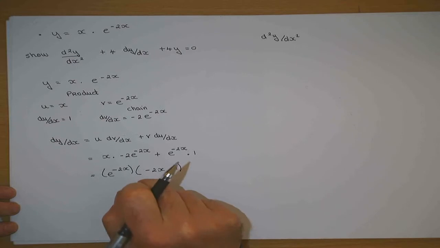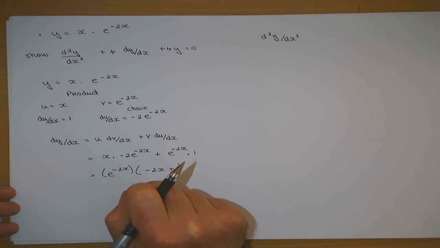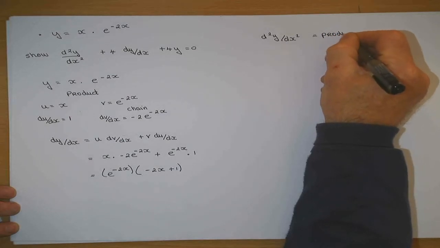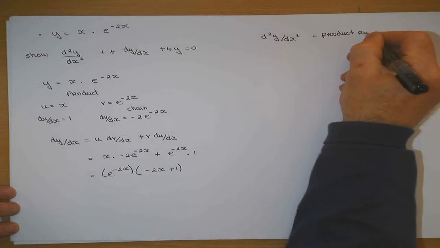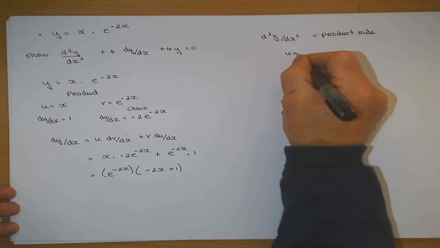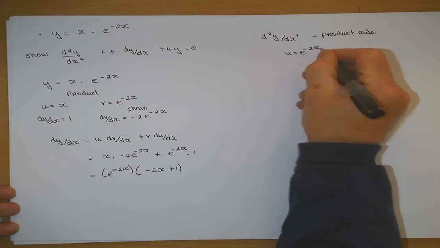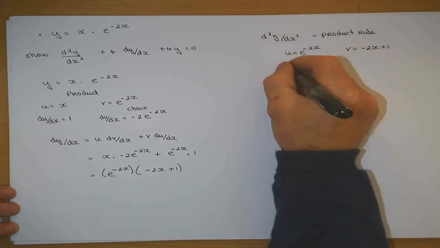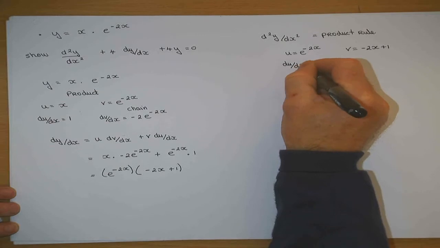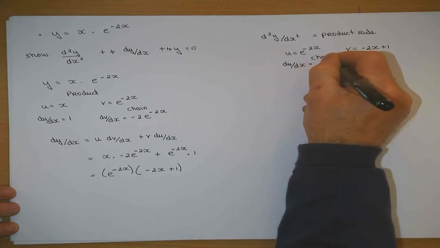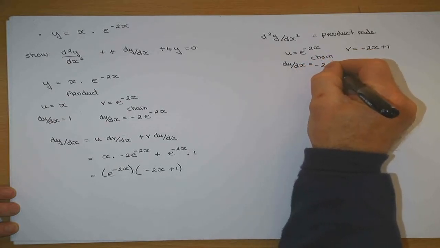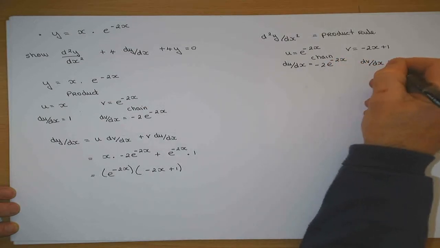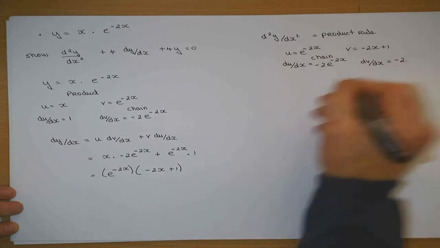I differentiate that. And how will I differentiate that? That's a product rule. And for the product rule, I let u equal e to the minus 2x, and I let v equal minus 2x plus 1. du/dx is the derivative of e to the minus 2x. That's a change. What will it give me? Minus 2e to the minus 2x. And dv/dx is equal to minus 2x, and the 1 is 0.